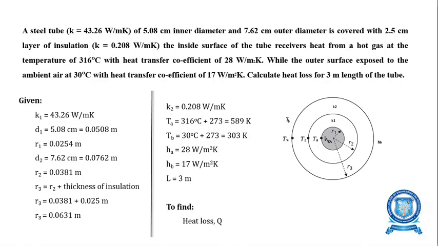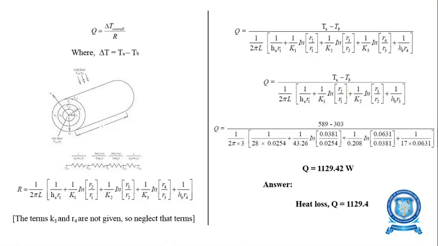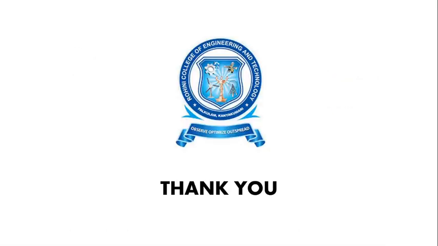Without understanding or illustrating the problem, we cannot do it the right way. Therefore, I always suggest you read the problem one or more times, draw the problem as a diagram, and illustrate the problem as a diagram. Afterwards, you can start doing the problem. Here, by solving all those things, getting the Q value, the heat loss through the steel tube over the insulation layer is equal to 1129.4 watts. Thank you.